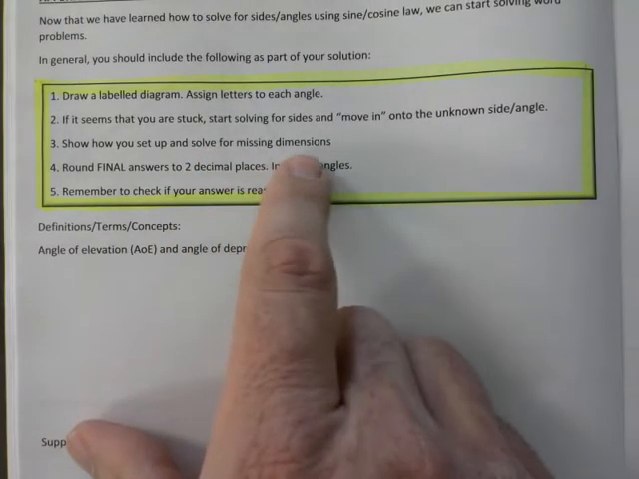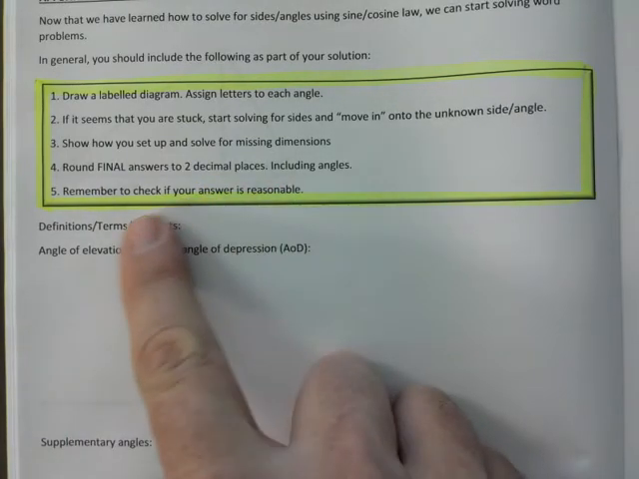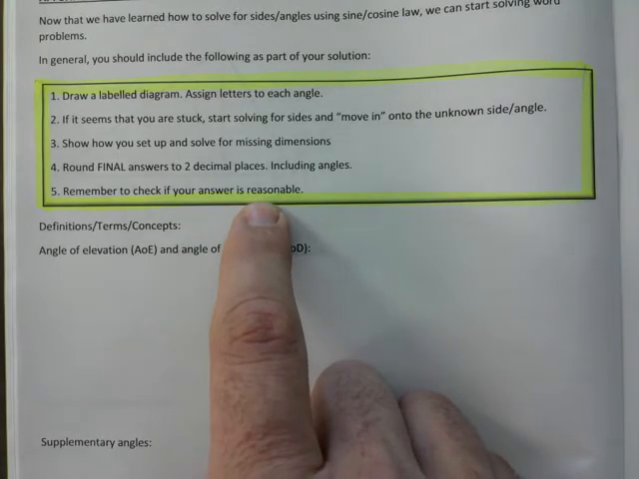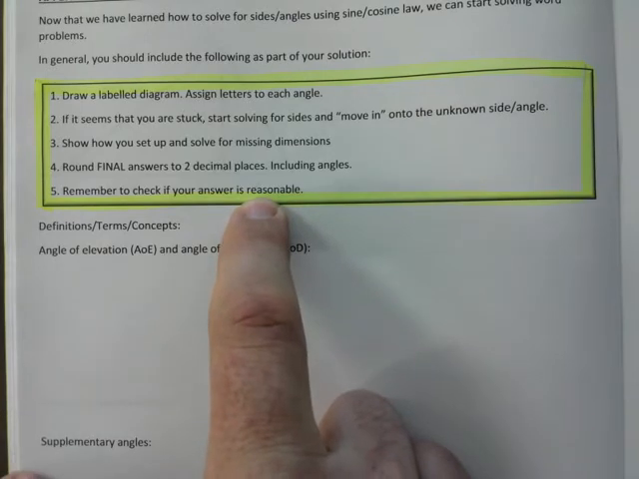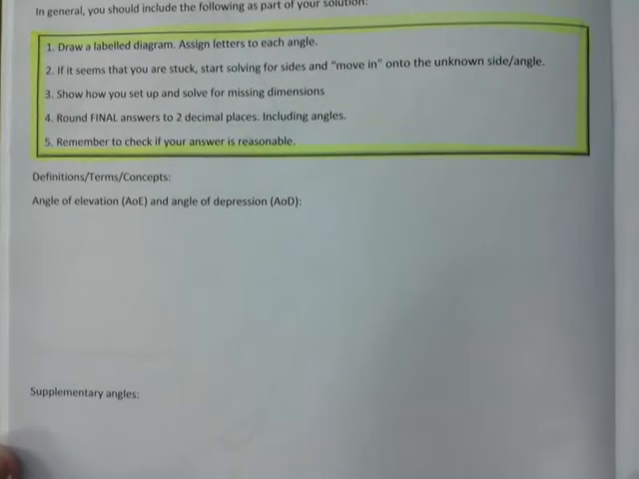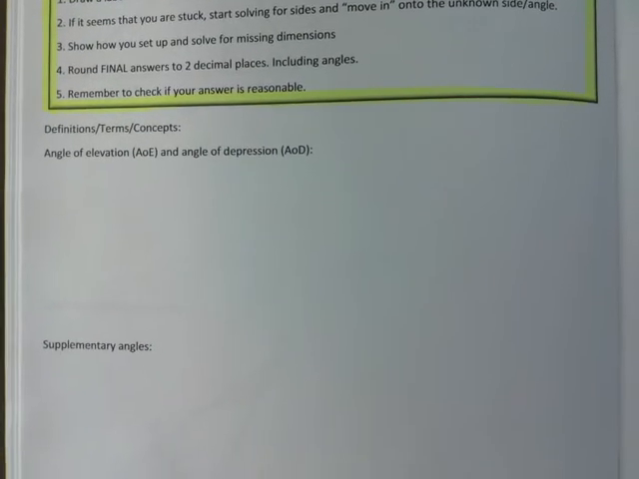Show how you set up and how you solve for missing dimensions. Round your final answers to two decimal places, including angles. Remember to check if your answer is reasonable. Remember I told you the longest side should be across the largest angle, stuff like that. Do my angles add up to 180? Maybe they don't, and then I need to check, something went wrong. From time to time, I do make mistakes, as you know. So it could be that the question was done wrong, but most of the time it's going to work out just fine, because I use software that calculates everything. It solves the whole triangle for me, and I just cover up things that I don't want you to know. So that's basically how I make questions.